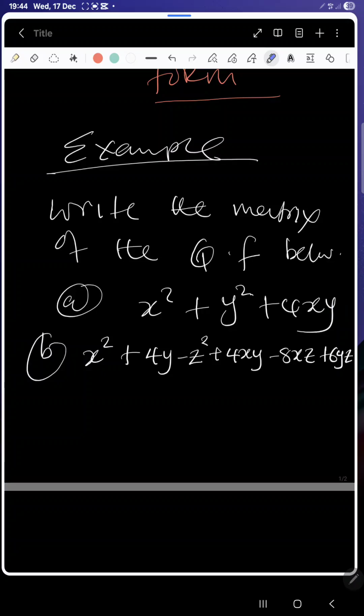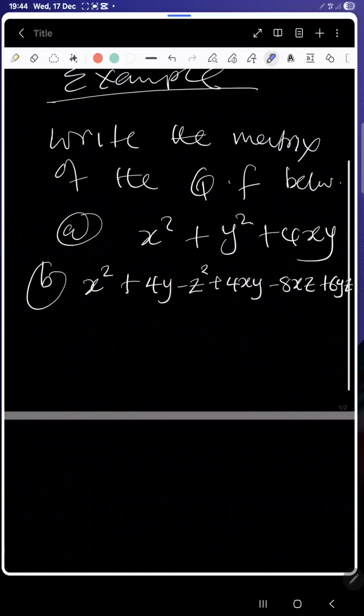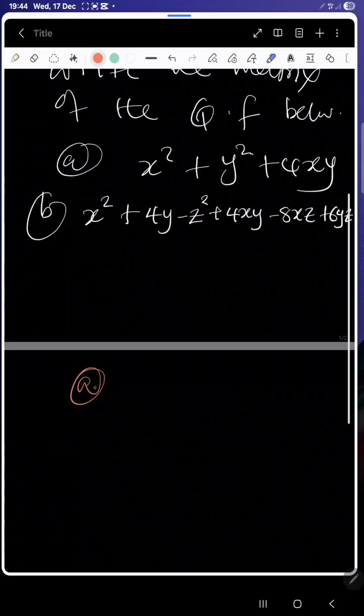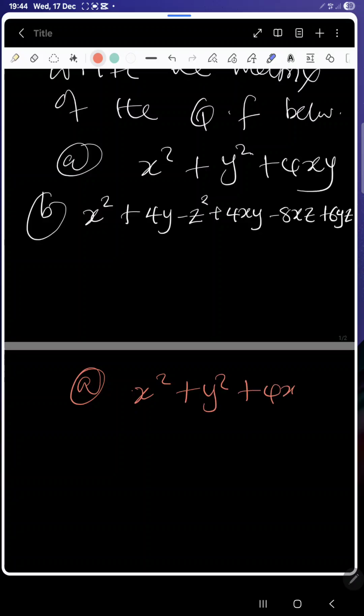If it's a 2 by 2, the first observation is to check if the quadratic form given has two variables. In this case, we have only the variable x and the variable y. So what we're going to do is draw this trick here. We have our question number A, and we are writing the quadratic form of x squared plus y squared plus 4xy.